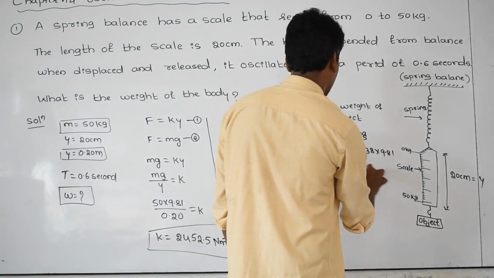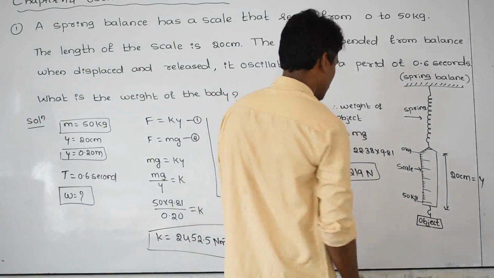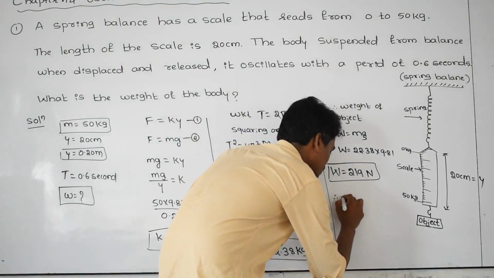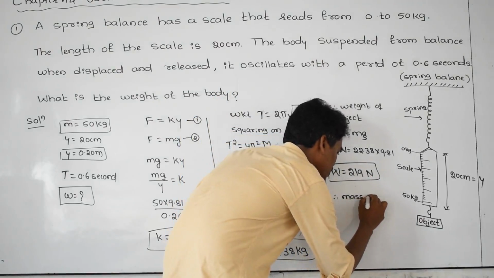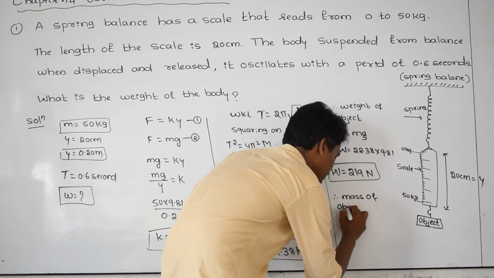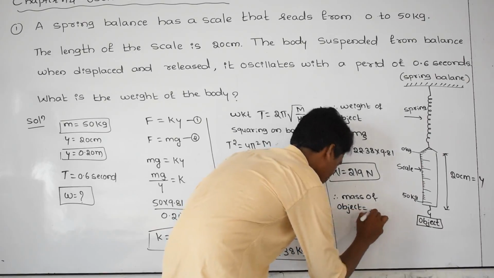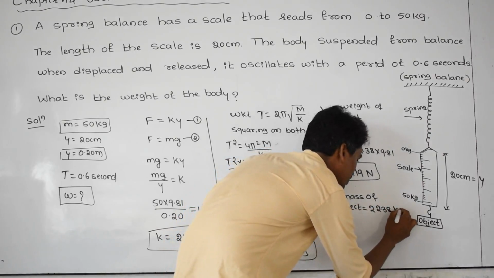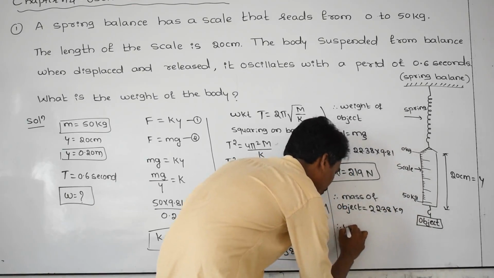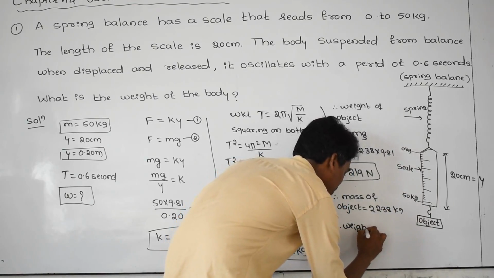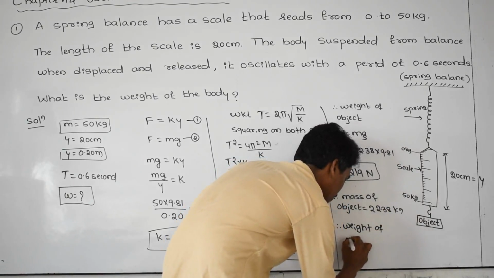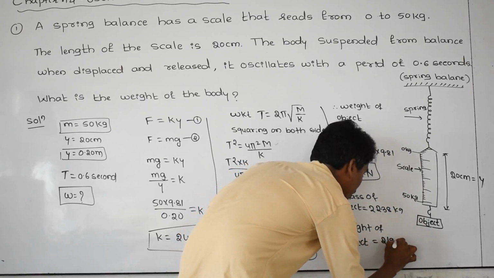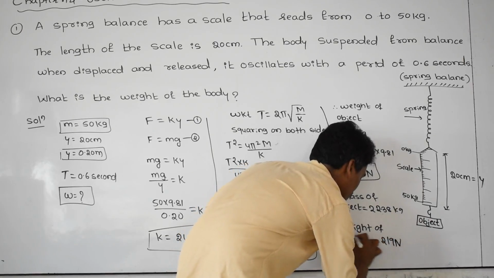219 Newton. The SI unit of weight is Newton. Therefore, the mass of the object attached to the spring is equal to 22.38 kg, and the weight of the object is equal to 219.219 Newton.